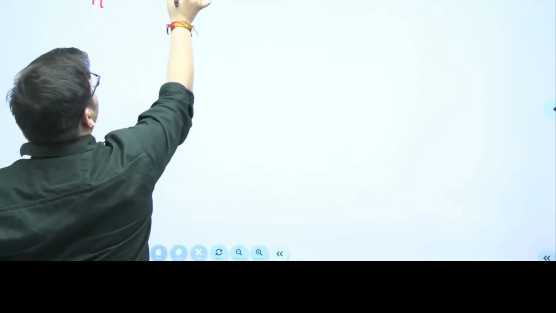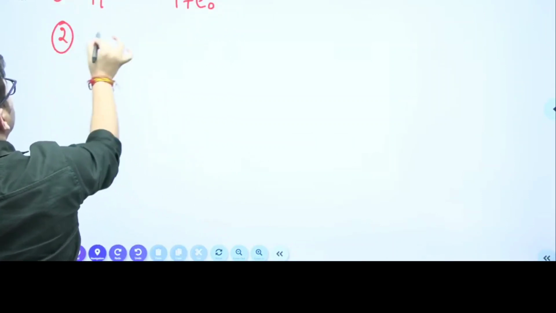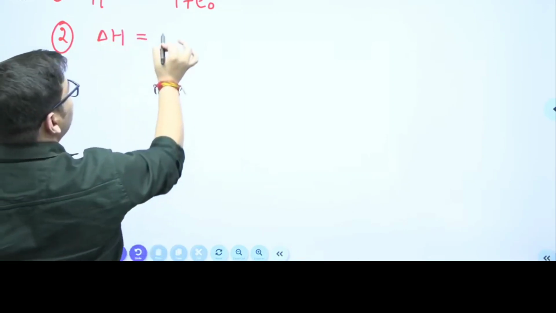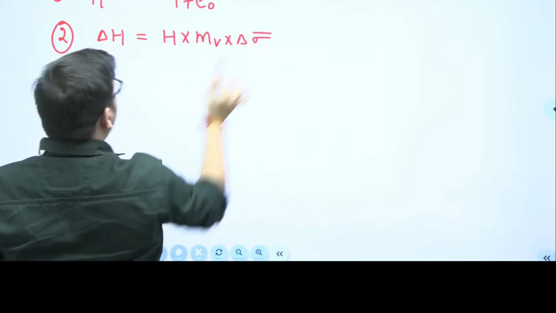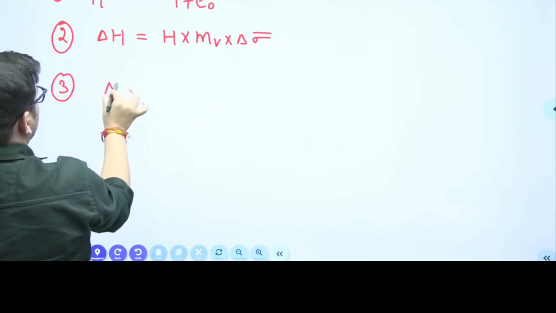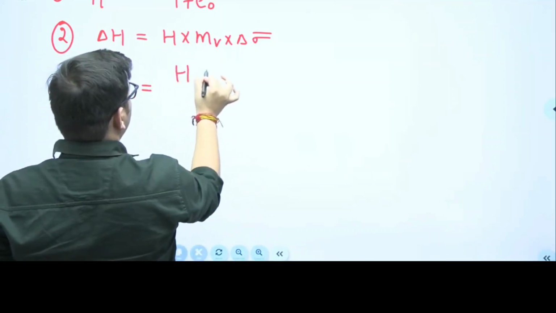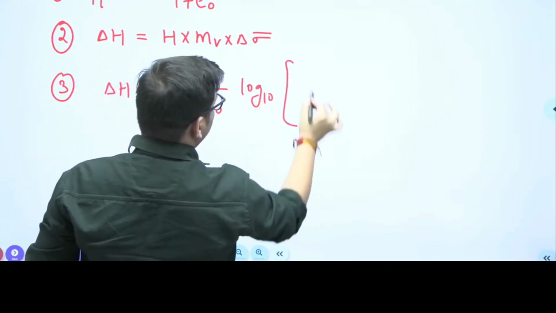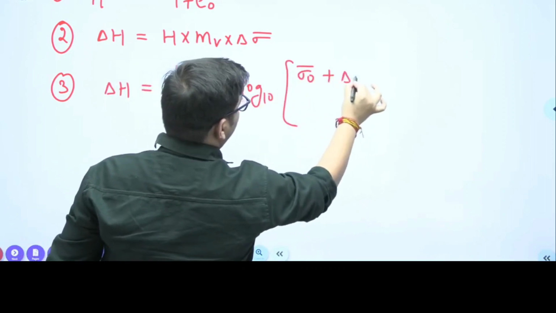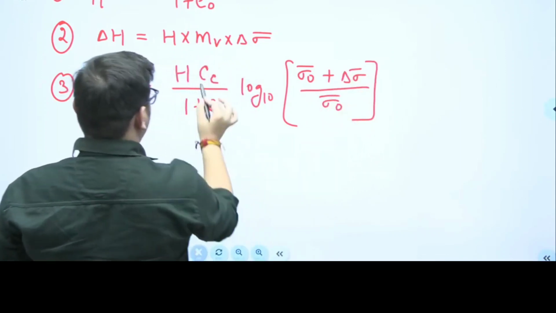It is delta H upon H is equal to delta E upon 1 plus E naught. This is your first formula. Second formula is delta H is equal to H into mv into delta sigma bar. And your third formula is delta S is equal to H into Cc upon 1 plus E naught into log base 10 of sigma naught bar plus delta sigma bar upon sigma naught bar, right? Now this is new coefficient Cc.